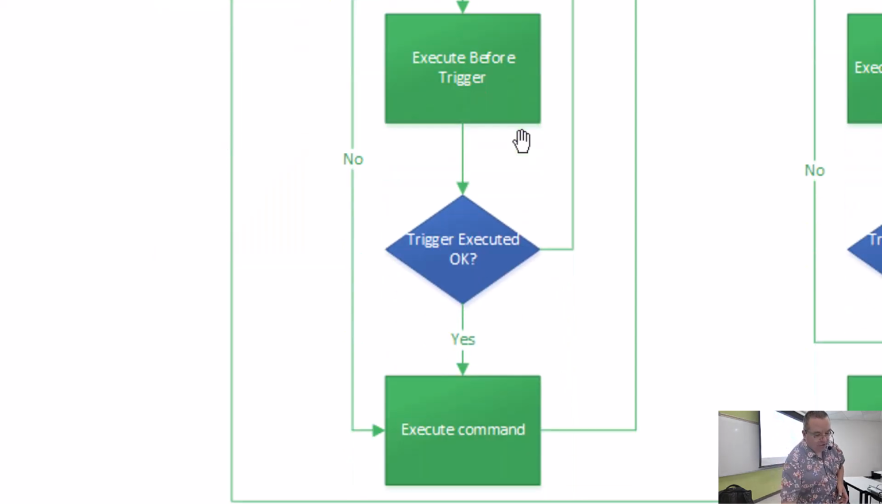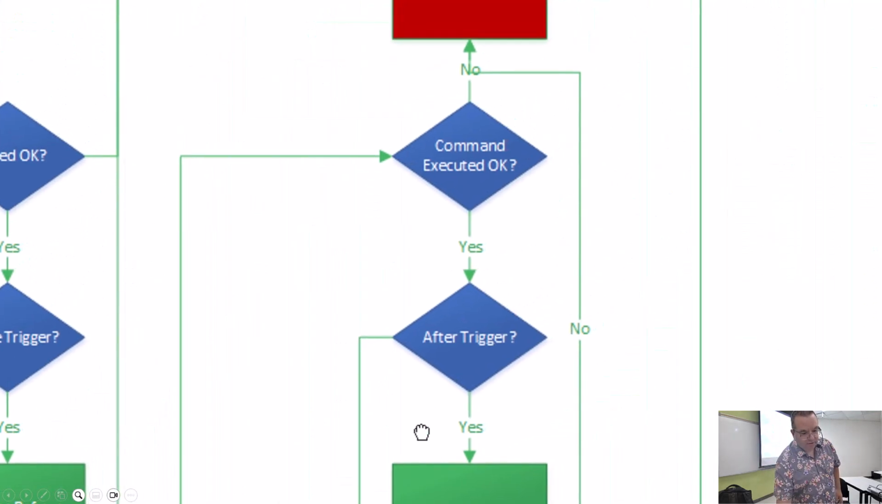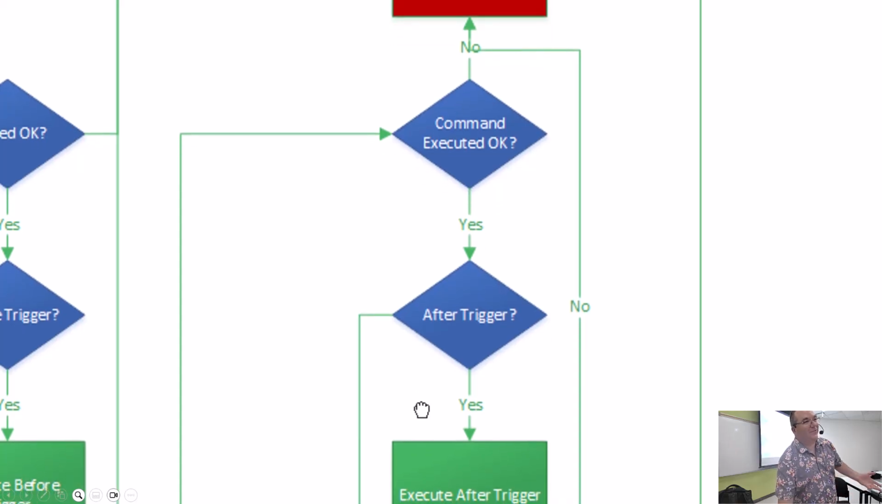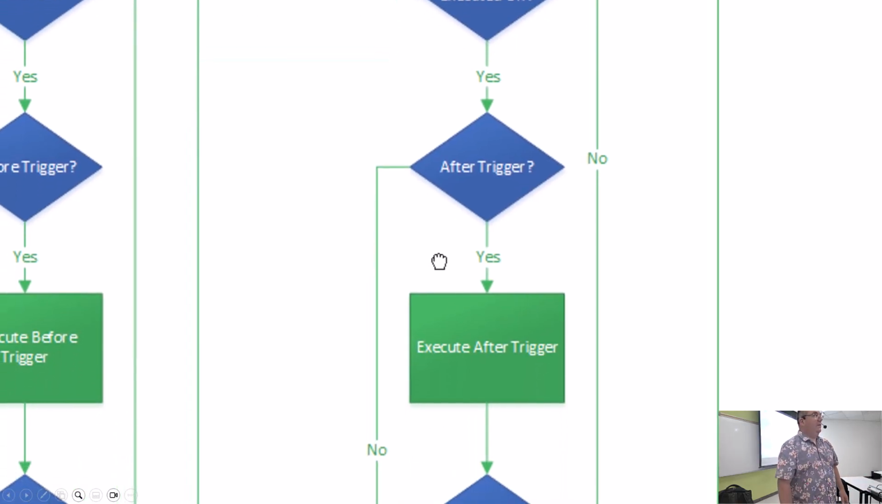So then it executes a trigger. Did it succeed? Yes or no? If it fails, the database server gives you an error. It executes the command. Then it goes, did it work? Yes or no? The usual. Then it goes, hey, now we've written the data to the database. Is there an after trigger? Yes, no. Okay, let's assume we also have an after trigger.